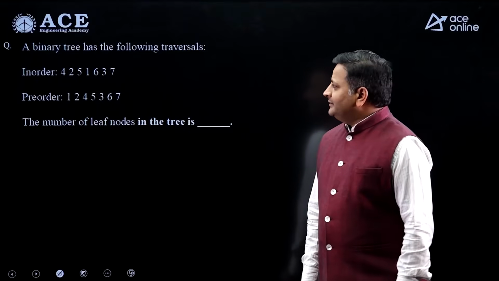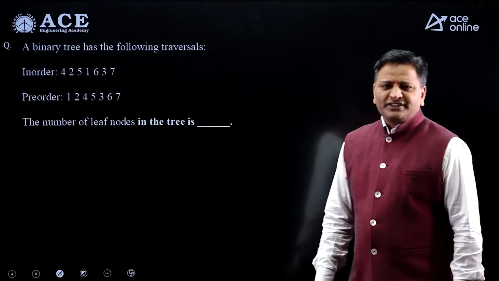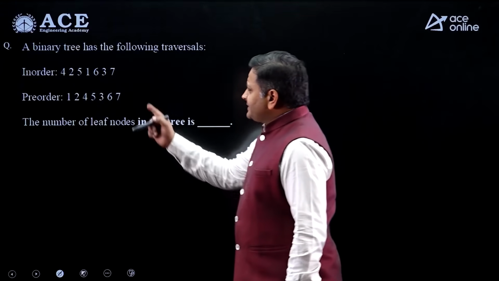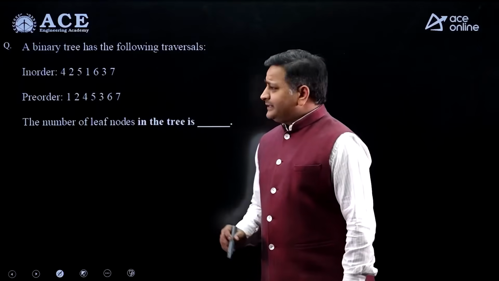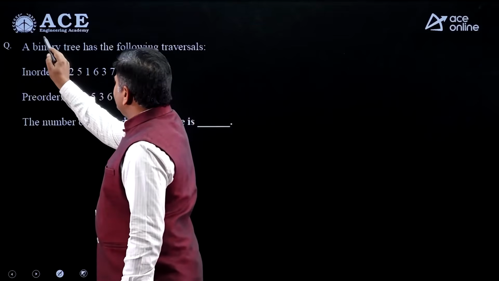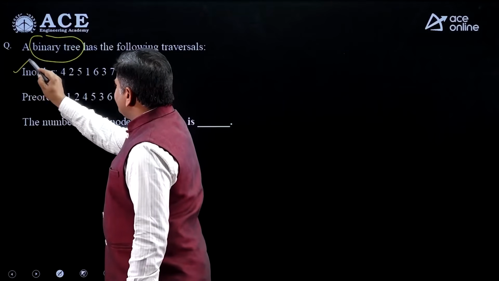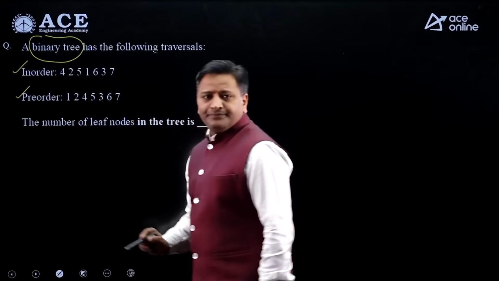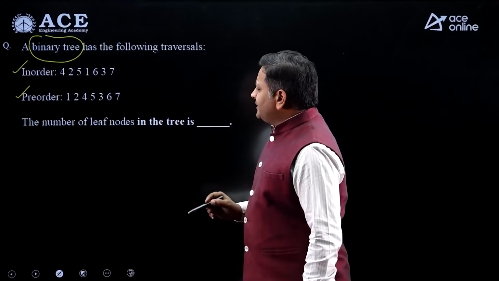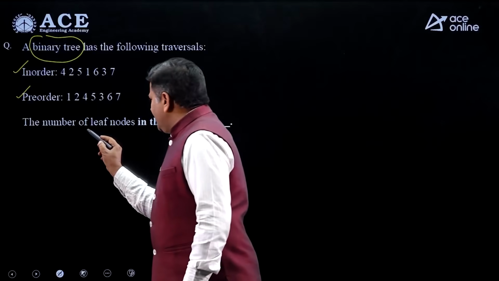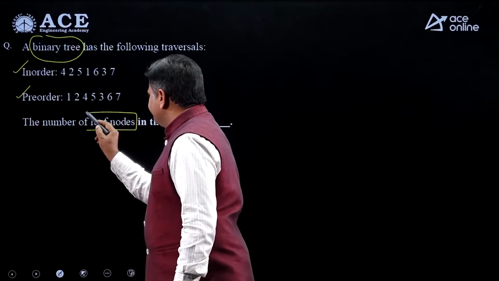So, hello everyone. Let us have a discussion on data structures questions which we ask in pre-GATE. This question is based on the binary tree concept. Just look at the data which they provided. There is a binary tree which has in-order traversal as well as pre-order traversal. And by using the in-order and pre-order traversal, if we construct the binary tree, then in that binary tree, how many leaf nodes are there?